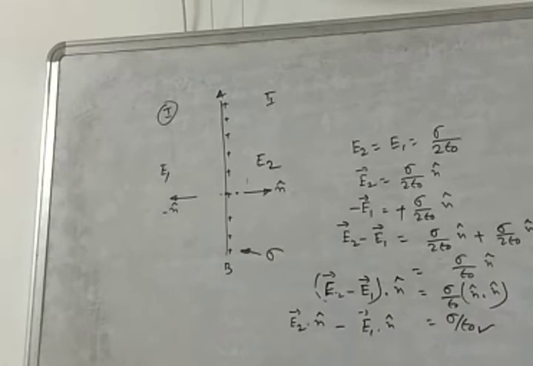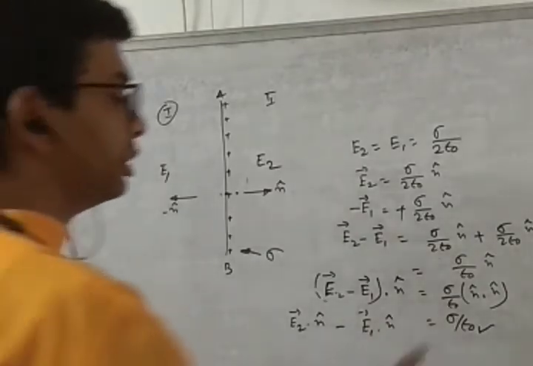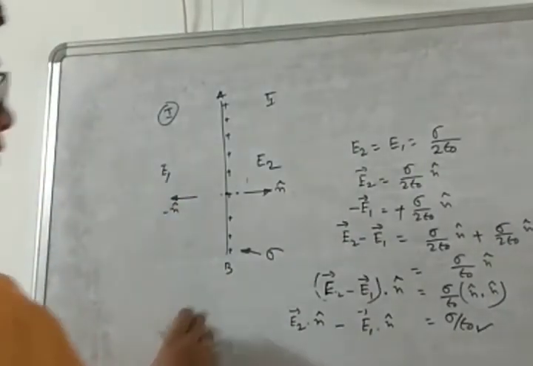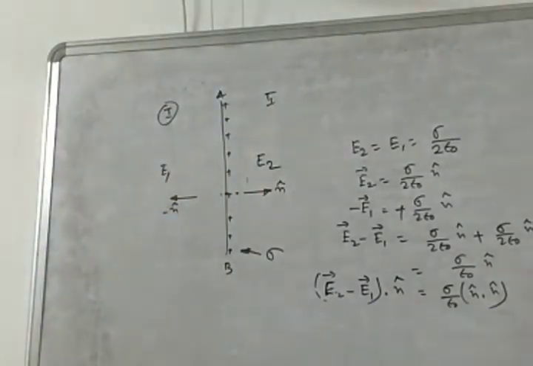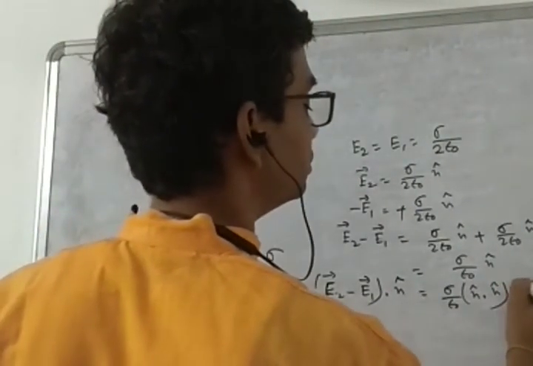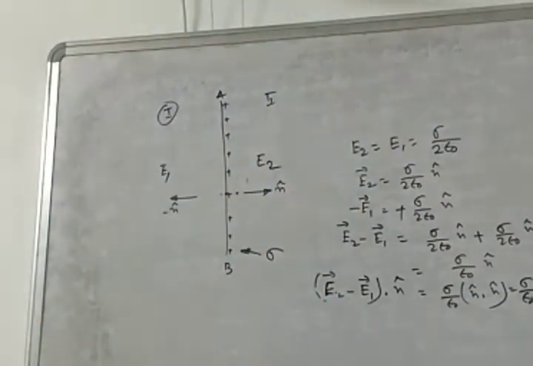This is our required problem: the normal component of the electric field is discontinuous from one side of the charge region to the other side, and the discontinuity is sigma by epsilon naught. Actually, we have to prove only this much, sigma by epsilon naught.